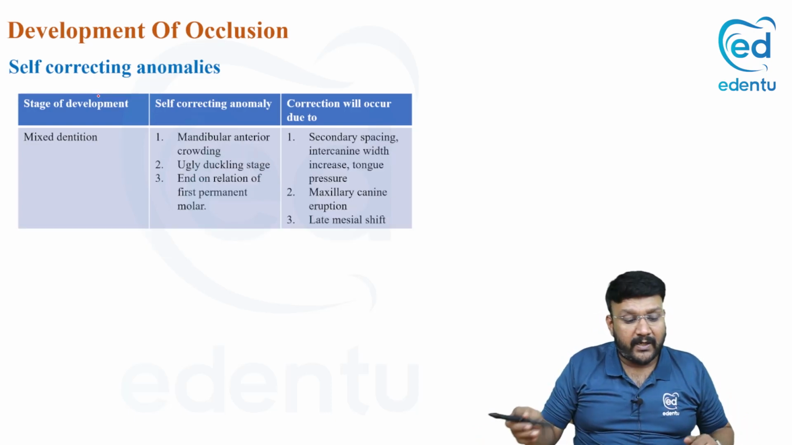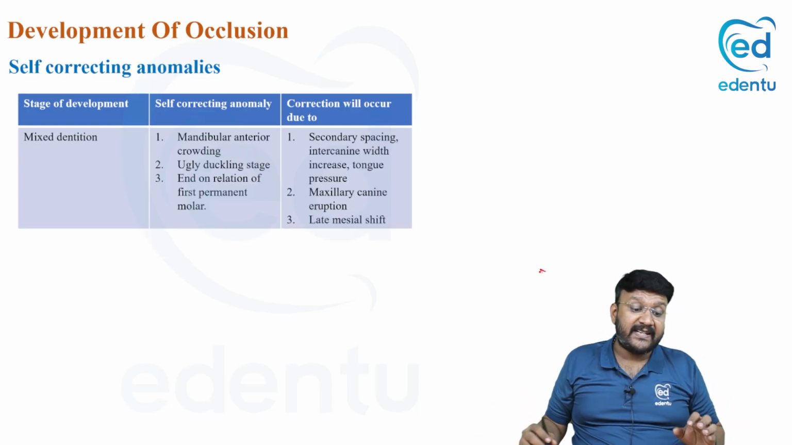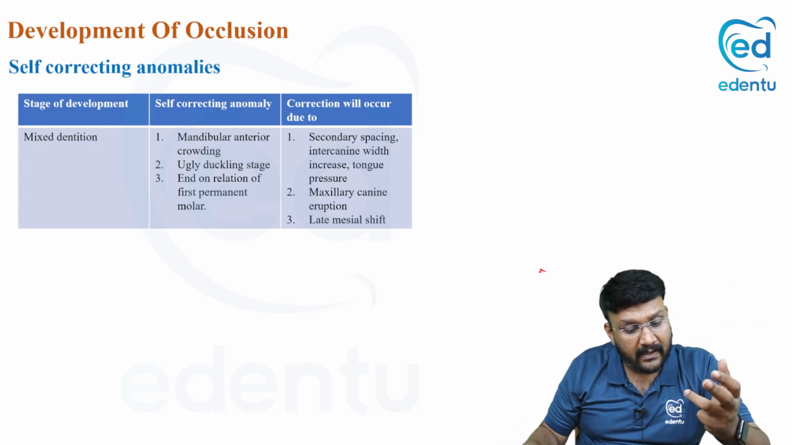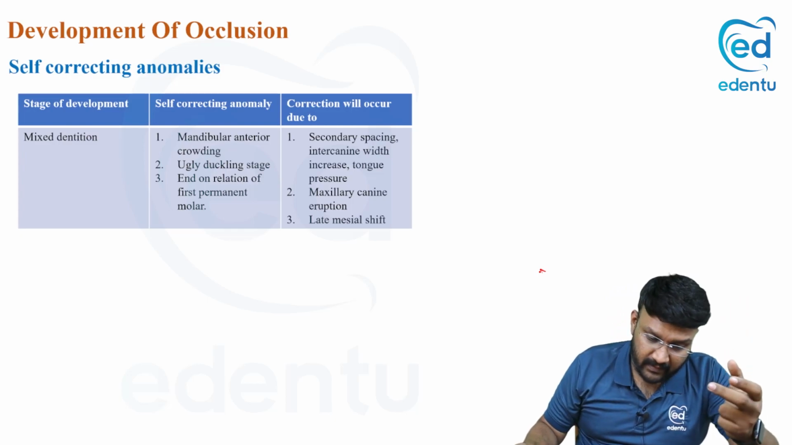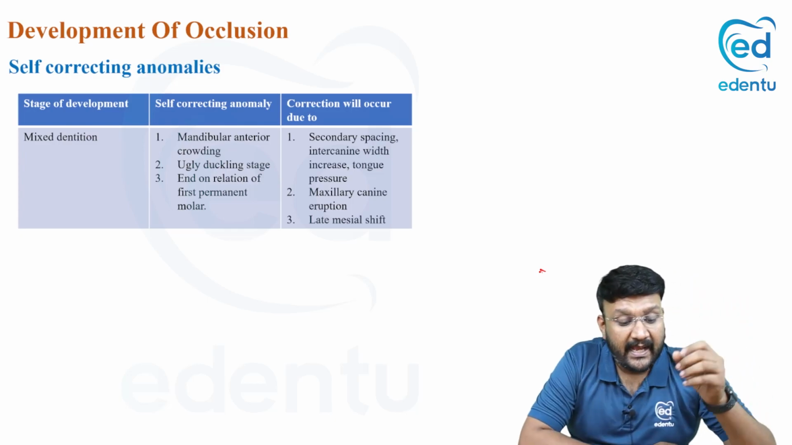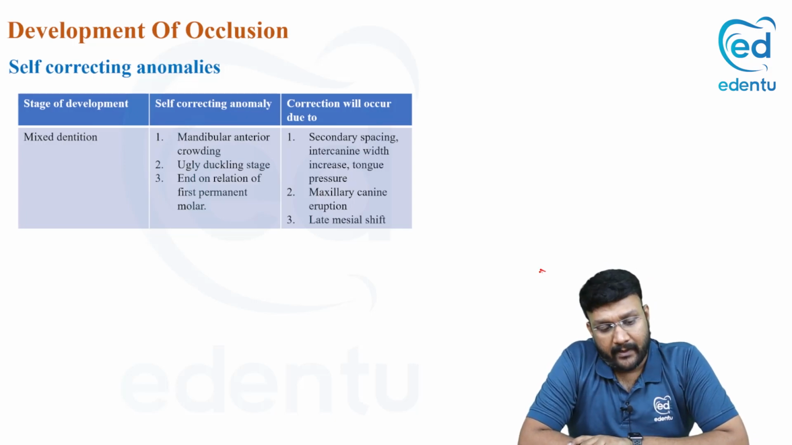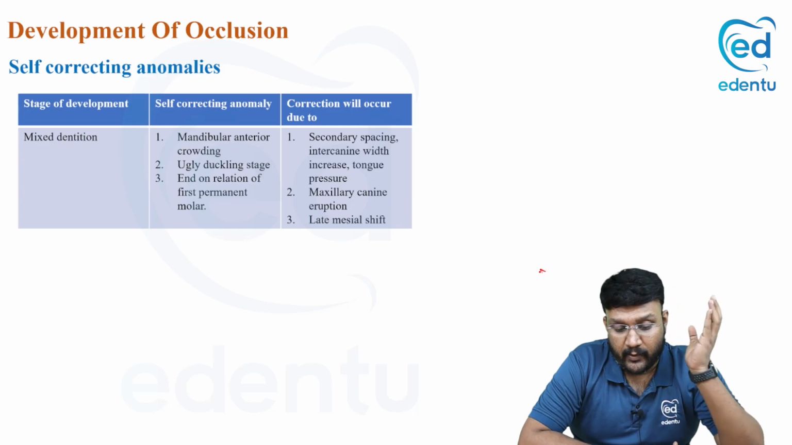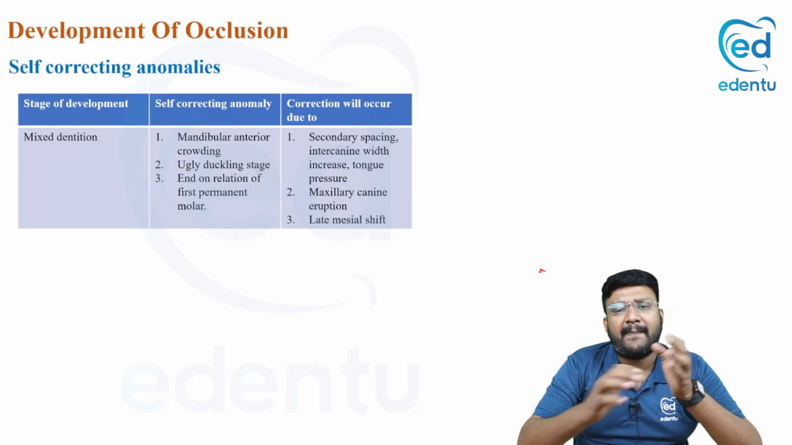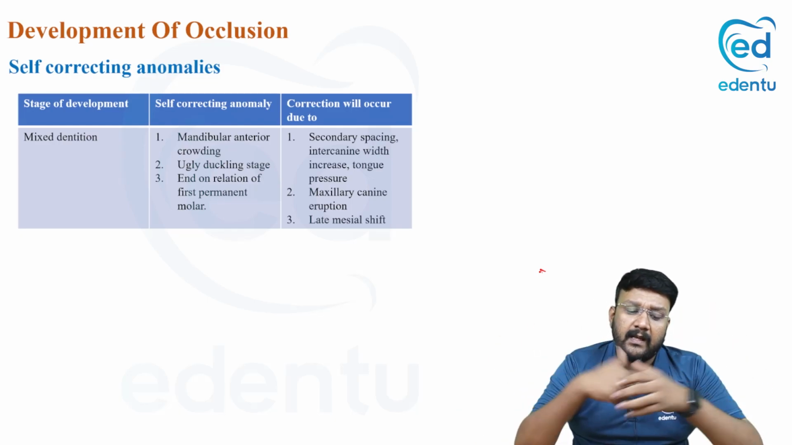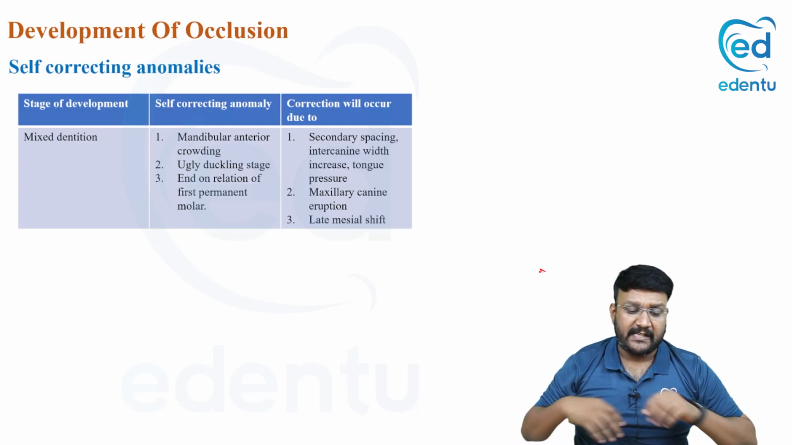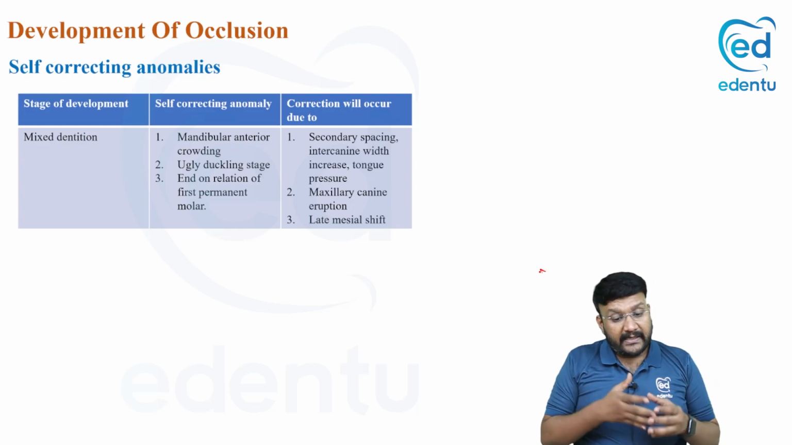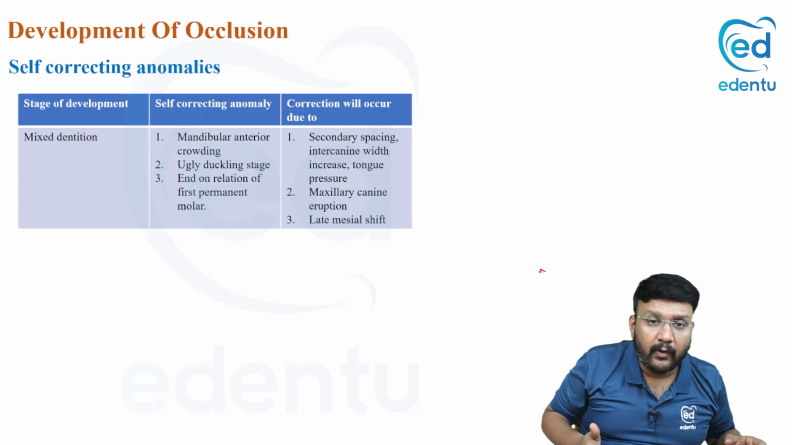Now the next stage is what? The mixed dentition. So in mixed dentition, there are mainly 3 self-correcting anomalies. One is the lower mandibular crowding, second one is ugly duckling stage, and third one is the end-on relationship of the first permanent molar. So we'll first talk about mandibular anterior crowding. So how will the mandibular anterior crowding be corrected? The mandibular anterior crowding will be corrected by the secondary spaces, intercanine width increase, and tongue pressure. So with these 3 things, the lower anterior crowding will be corrected.